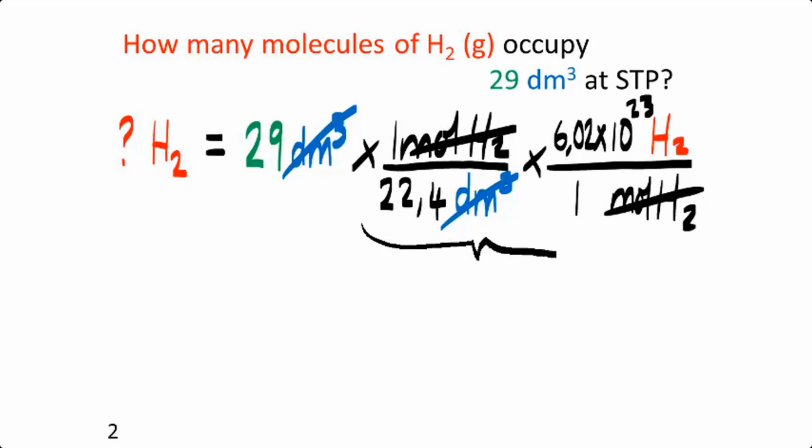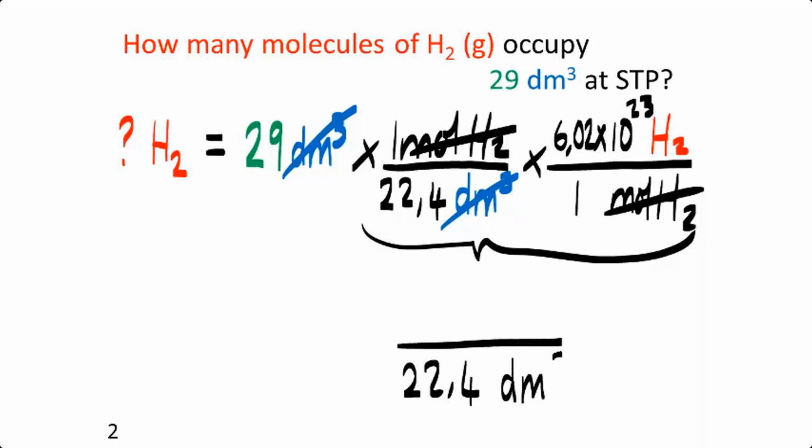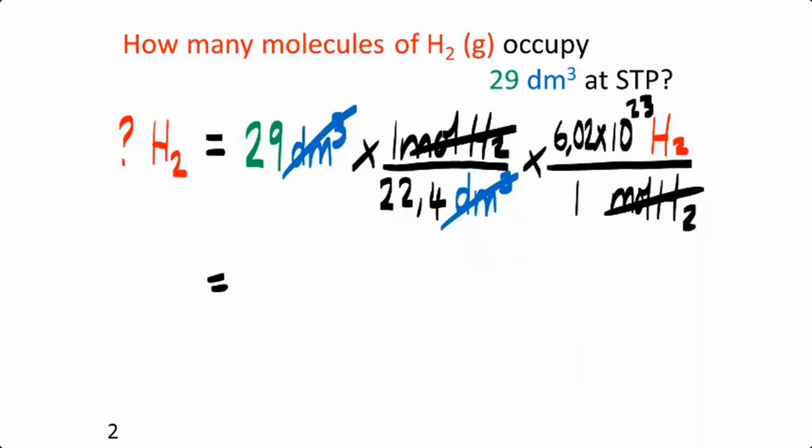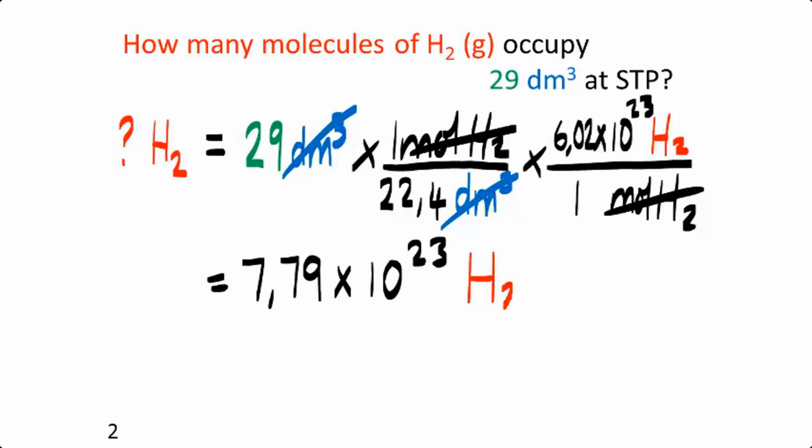Notice you could have combined these 2 steps by saying 22,4 decimeters cubed is a mole, and a mole is 6,02 times 10 to the power 23 hydrogen molecules. So if you can see that in 1 step, then you can save yourself some trouble. If you can't, do it in 2 steps. 29 divided by 22.4 multiplied by 6.02 exp 23 is equal to 7,793, which makes it round off to 7,79 times 10 to the power 23 hydrogen molecules.